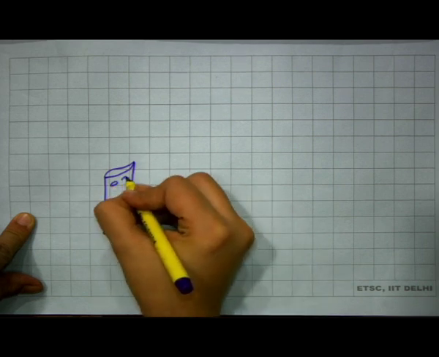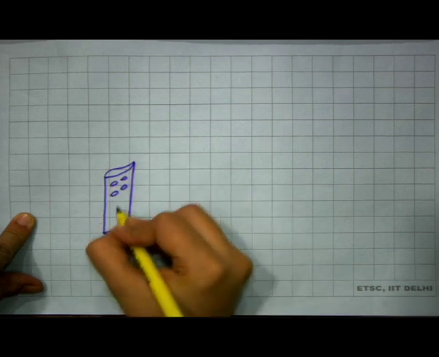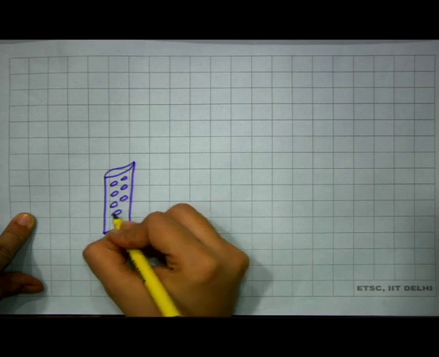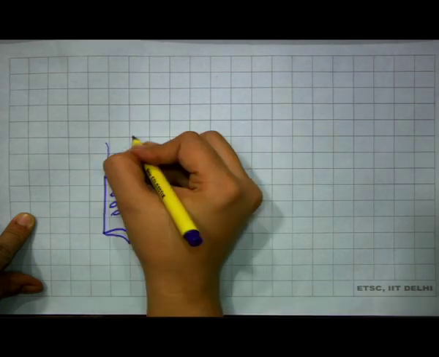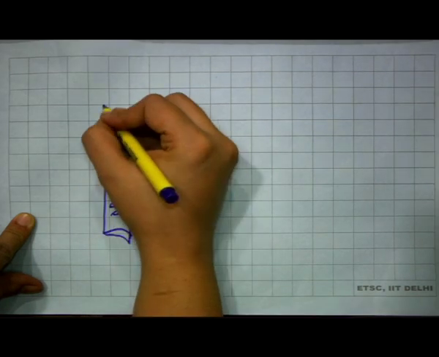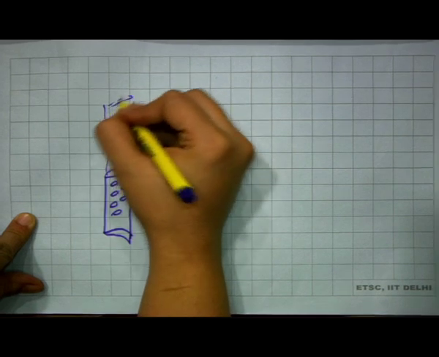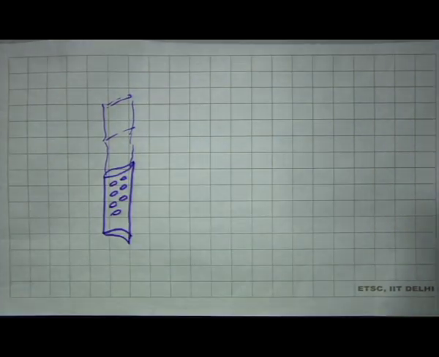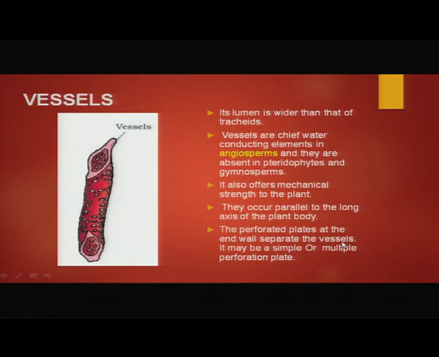Suppose this is a vessel. So, vessels are arranged end to end, one above the other, making long parallel tubes inside the plant body. The perforated plates at the end wall separate the vessels, and these perforated plates may be simple or multiple with many pores. This is the perforation plate.